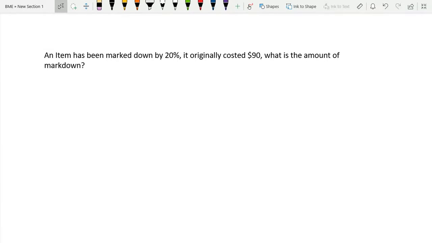Now we'll do one more. An item has been marked down by 20%. I forgot the color coding again, I'll just use orange. It originally cost $90. What is the amount of markdown? So this one is a more interesting problem. We have our initial price is $90. But now we have a 20% markdown. So to find the reduced price, we know that our rate of markdown is 20%.